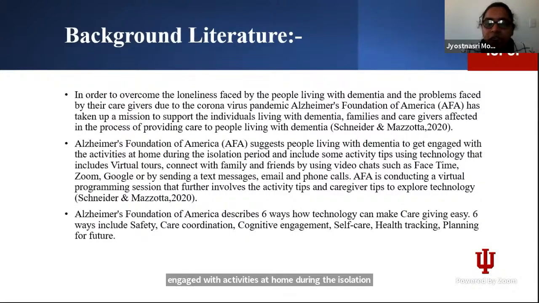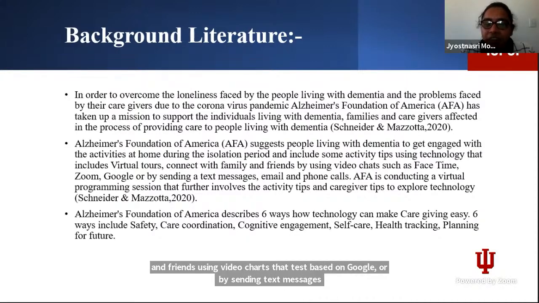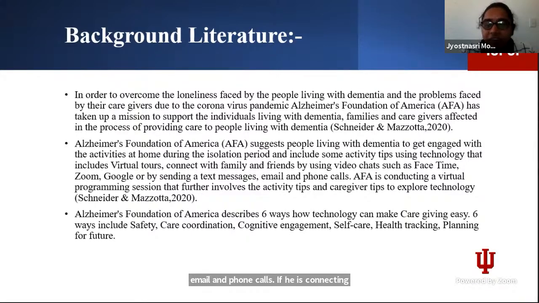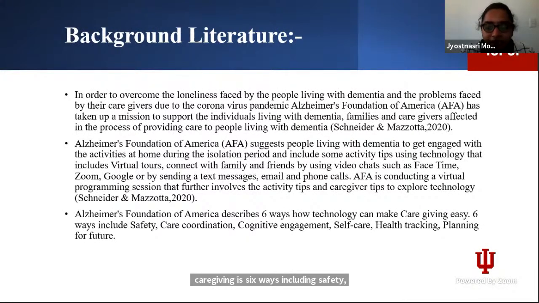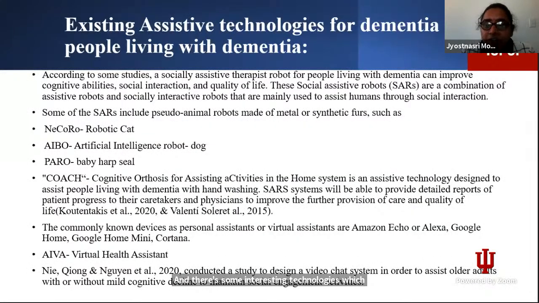That includes virtual tours, and connecting with families and friends using video chats such as FaceTime, Zoom, or Google, or by sending text messages, email, and phone calls. AFA is conducting a virtual programming session that further involves activity tips and caregiver tips to explore technology. AFA has described 6 ways technology can make caregiving easy: safety, care coordination, cognitive engagement, self-care, health tracking, and planning for the future. And there are some existing technologies which are helpful for assisting people living with dementia and their healthcare needs.